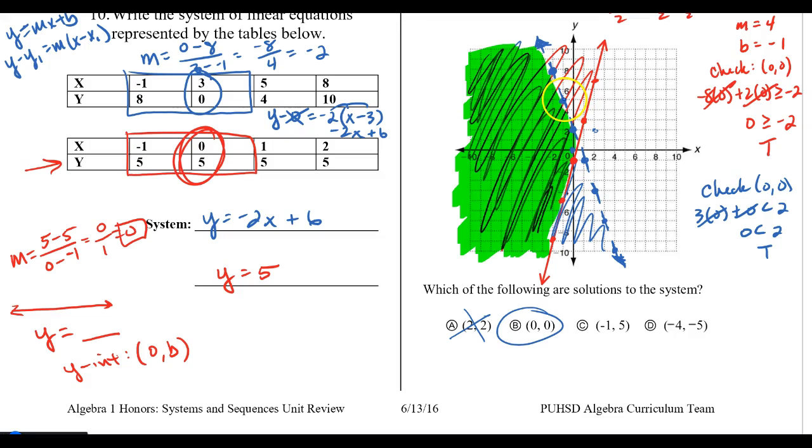That's a tricky one because it is right here on my blue line, but my blue line is dotted. Remember, if it's dotted, it's not true for that function, so that's not going to work. And negative 4, negative 5, that's going to put me here, and that is inside the green, so that's going to work. So I've got 2 that work, 2 that don't work. That is the end of the linear systems review. Thank you.